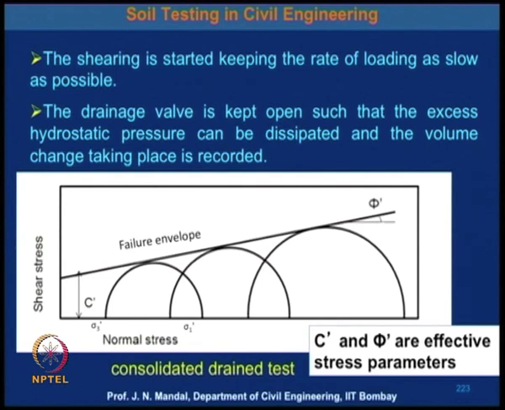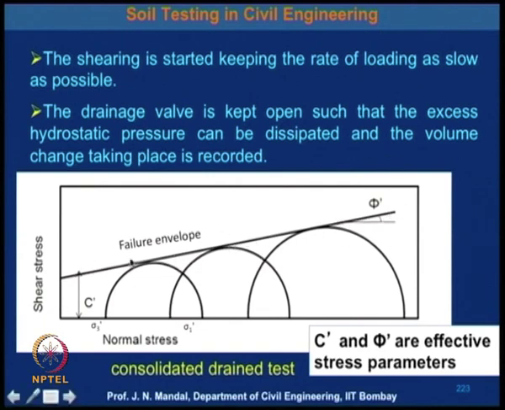The drainage valve is kept open such that excess hydrostatic pressure can be dissipated and the volume change taking place is recorded. So, here is the result for the consolidated drained test. Here is the shear stress versus normal stress relation, and this is the Mohr circle in the case of the consolidated drained test, and this is the failure envelope.